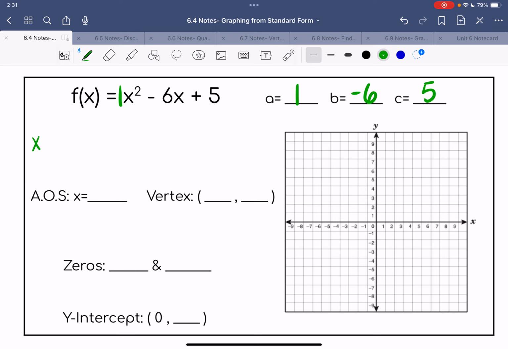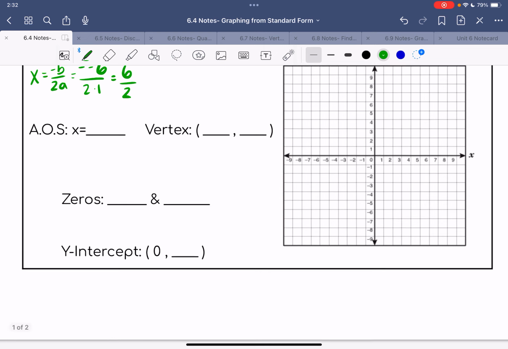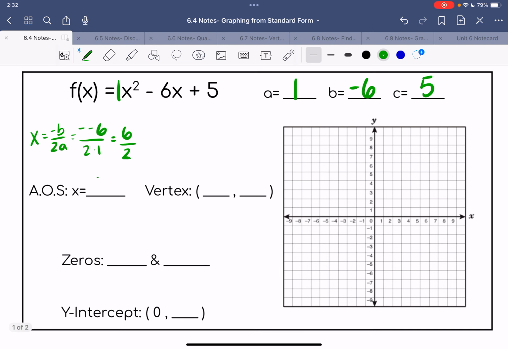We are going to use the formula negative b over 2a. So plugging into that, negative b is going to be negative 6 over 2a is going to be 2 times 1. Negative 6 is positive 6. 2 times 1 is 2. So I've got 6 divided by 2, which is, sorry, I scrolled accidentally with my hand, 3. So that is the x value of my vertex.